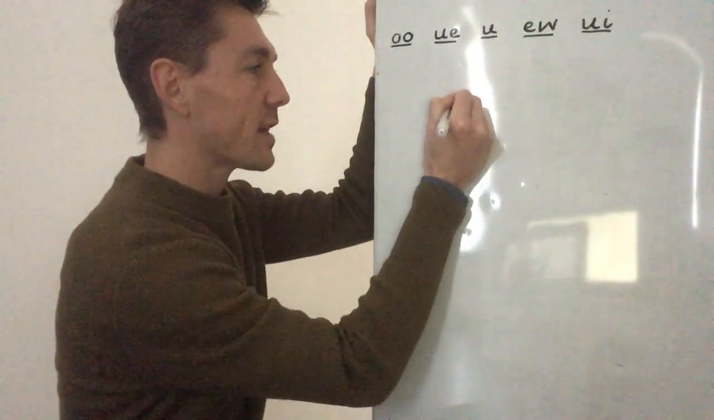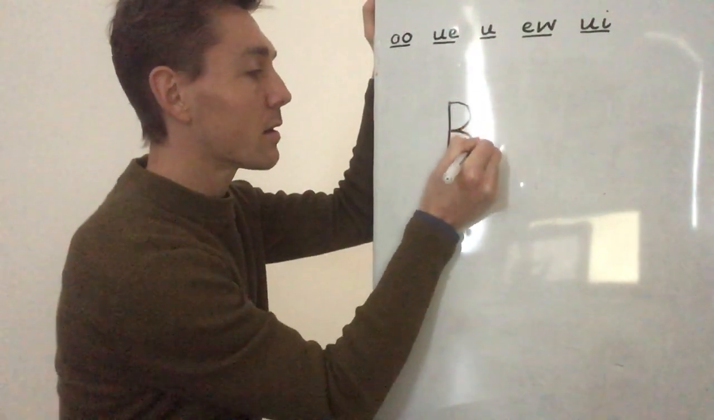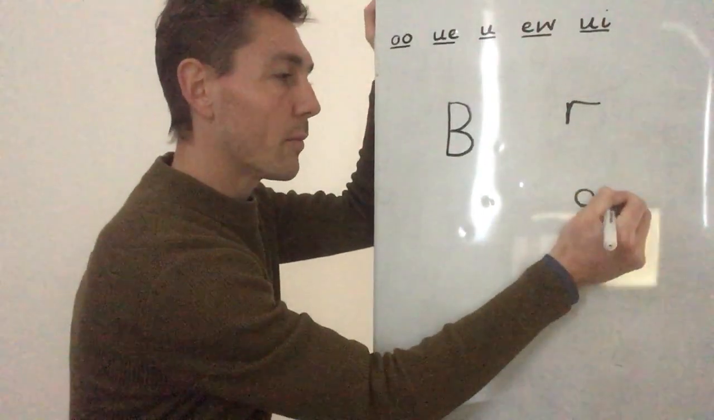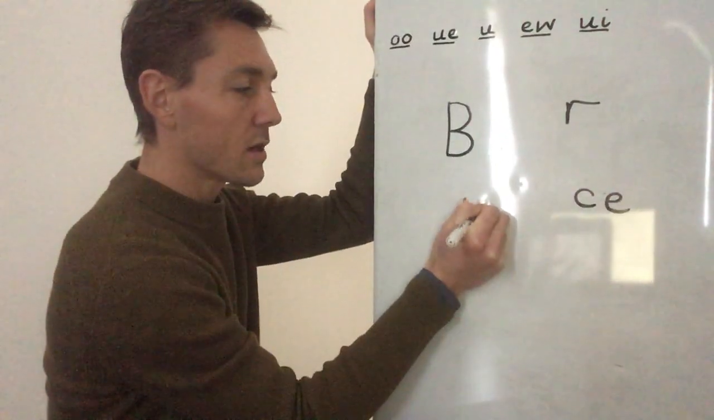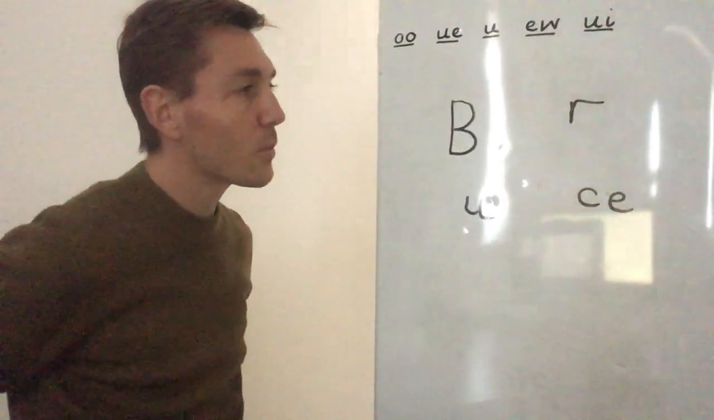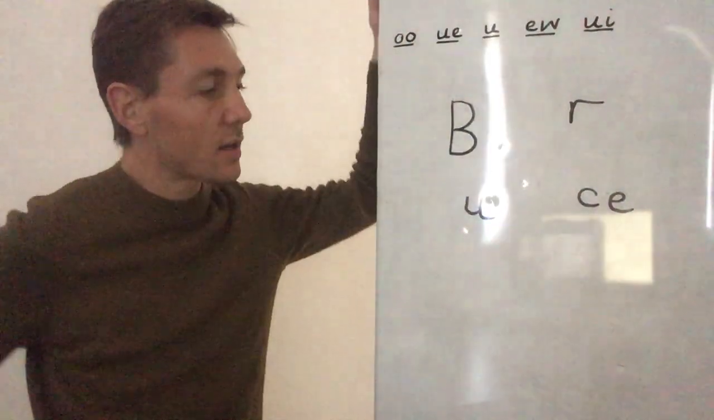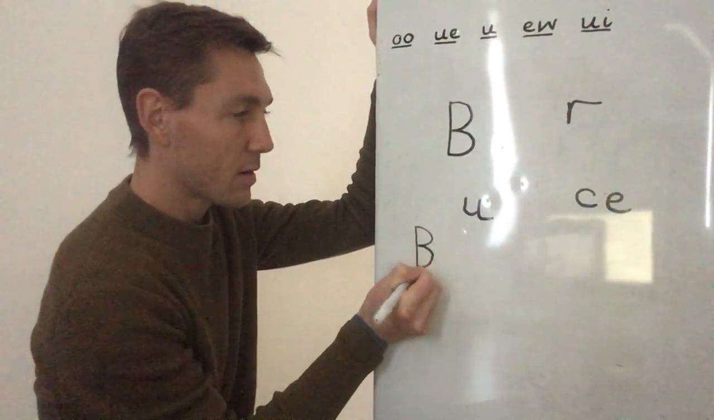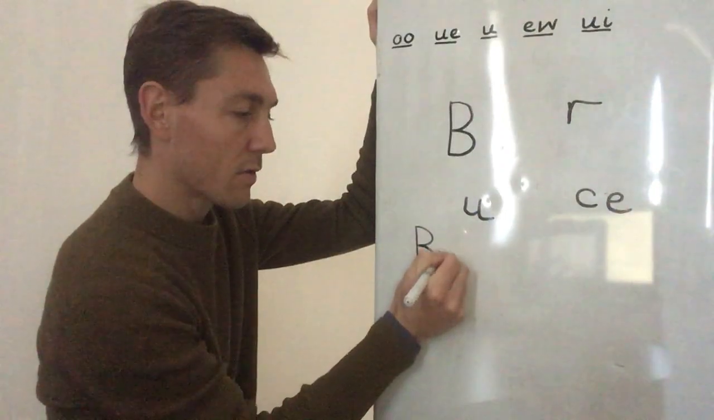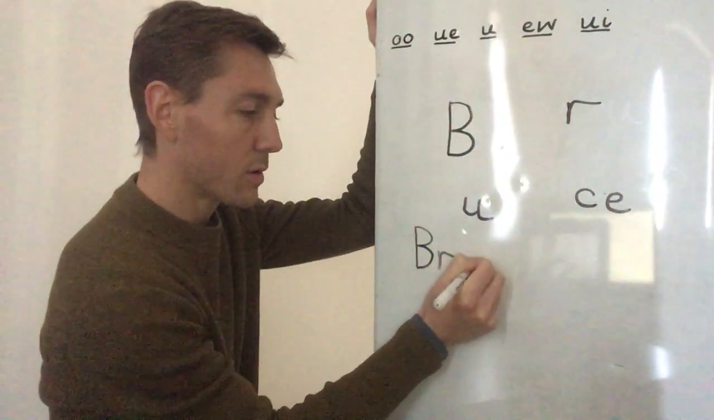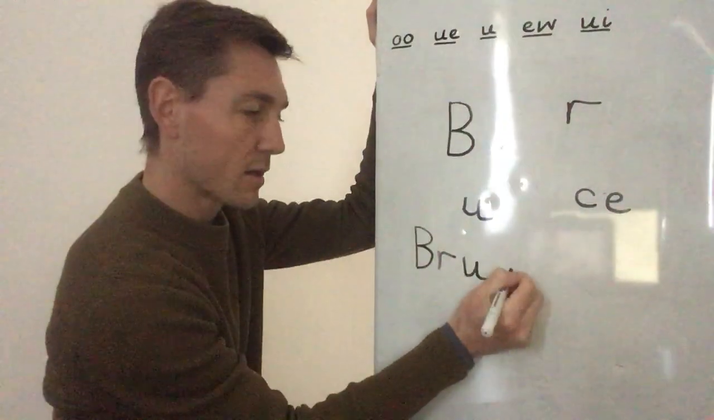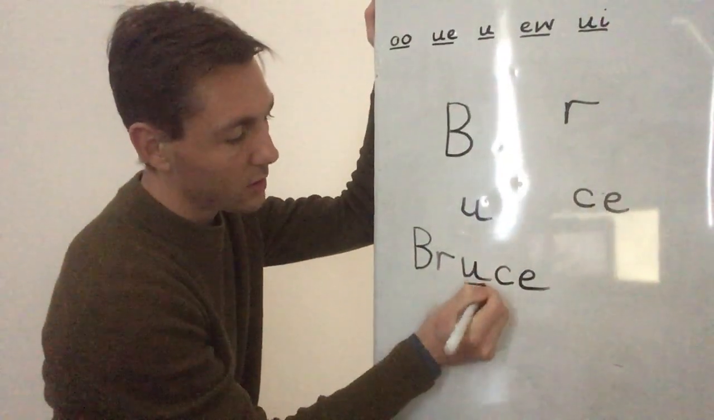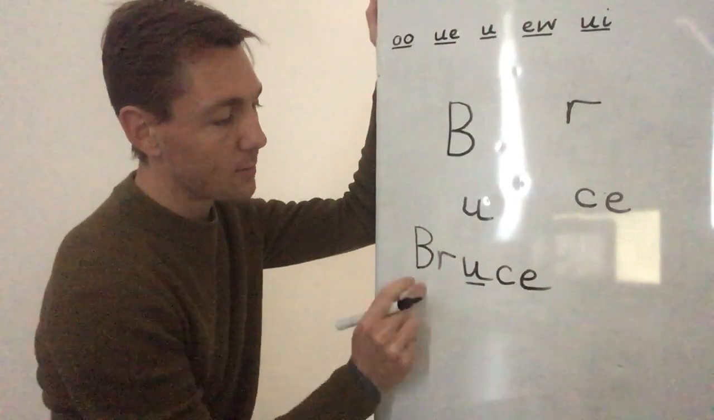Next one we've got is a name. So we need a capital letter, and the name is Bruce. Say the sounds to build the word Bruce. B, R, U, S. B, R, U, S. Bruce.